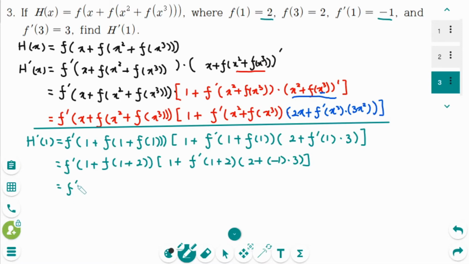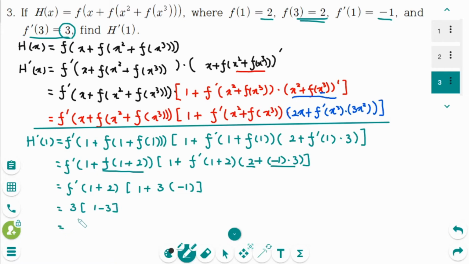Equals f prime of 1 plus f of 3, which is 2, times 1 plus f prime of 3, which is 3, times 2 minus 3, minus 1. Then f prime of 3 equals 3 times 1 minus 3. So 3 times minus 2, which is minus 6.